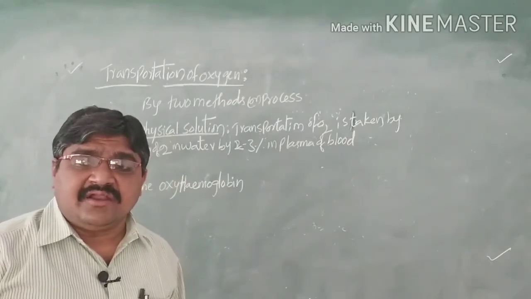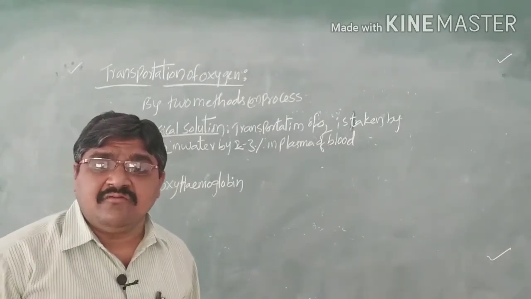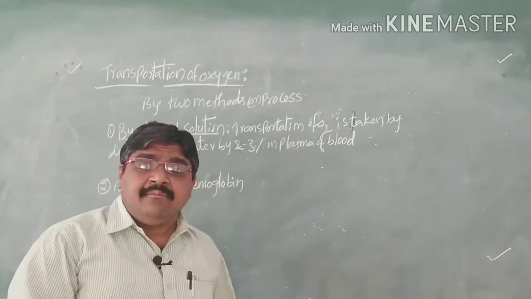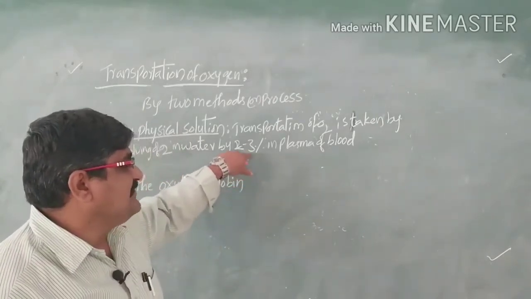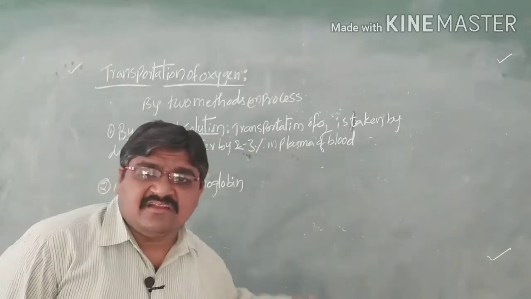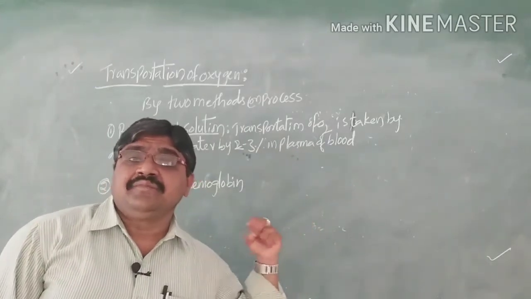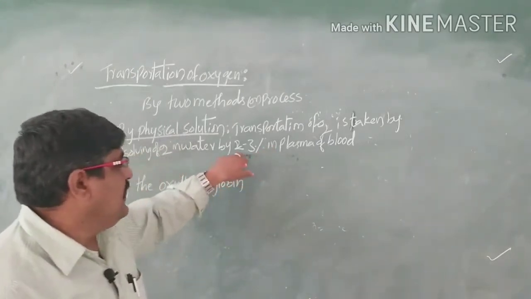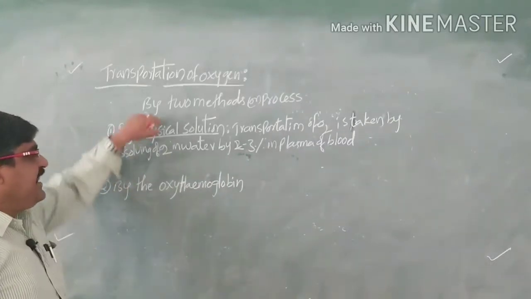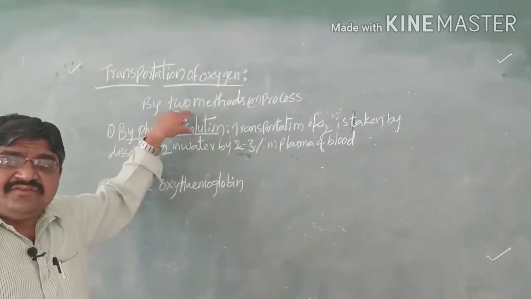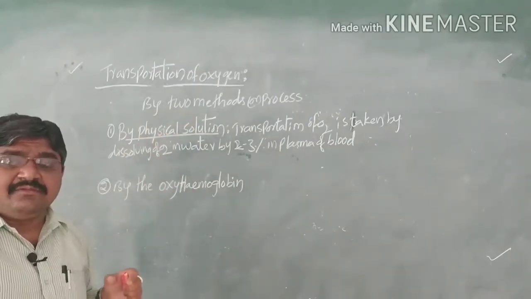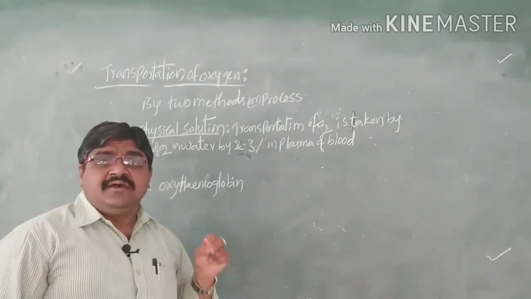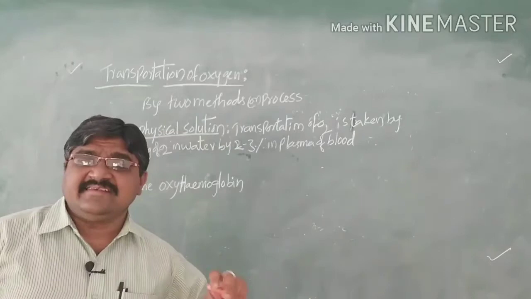Water is not helpful for dissolving oxygen, but it is dissolved in the plasma of the blood, by 2 to 3 percent, and transported to the different parts of the cells. That is mainly by the physical solution only. That means 2 to 3 percent of the oxygen is dissolved and transported by the plasma of the blood to the cells.